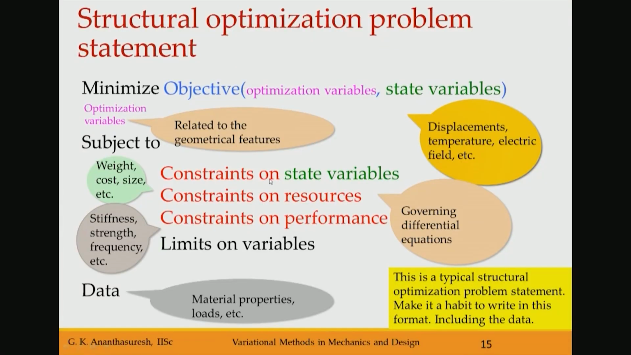A typical problem looks like this, as we discussed: minimize an objective function with respect to some variables. The objective function is going to be a function of variables, optimization variables, as well as some what we call state variables. They are governed by some equations which will be constraints, and there will be constraints on resources and then constraints on performance. There will be limits on the variables. All of these make up an optimization problem where there is conflict between the objective function and constraints, or different terms within the objective function, and so forth.